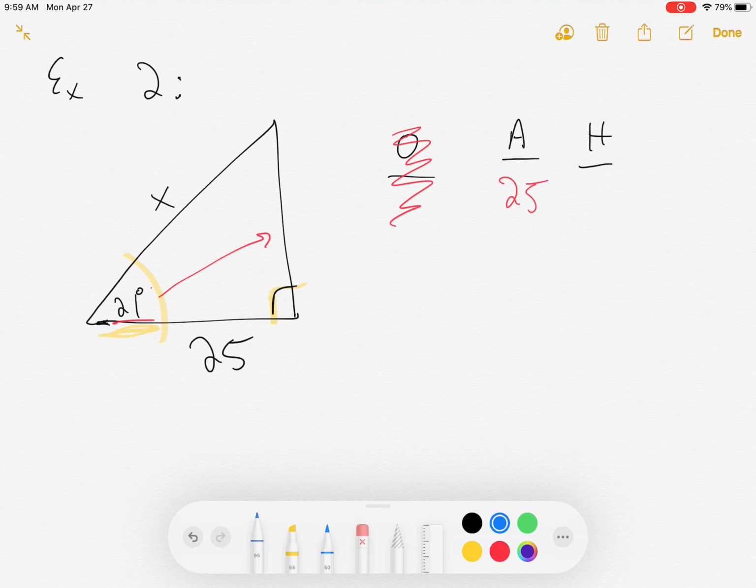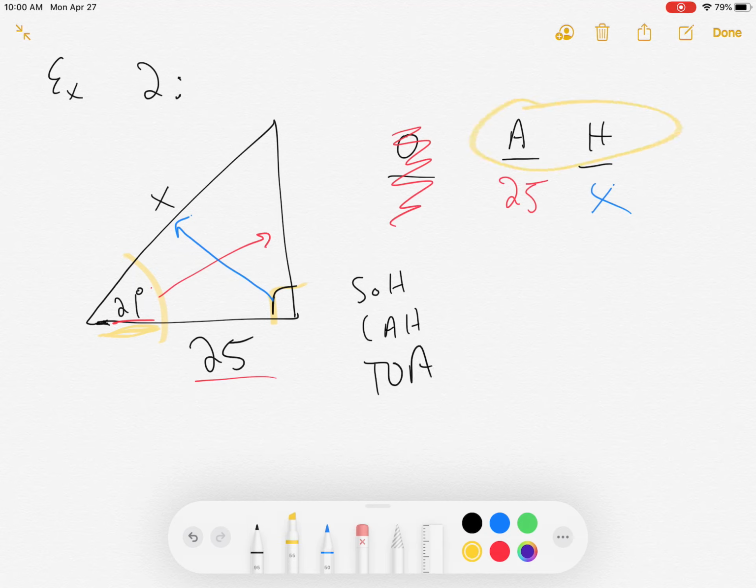How did I know that? Well, I knew the hypotenuse was across from the right angle, so that was x, and that the only possibility left for the adjacent side was 25. Okay, so now I have SOHCAHTOA. Which one, SOHCAHTOA, uses A and H? You should be saying, well, that's CAH, Mr. Adler.